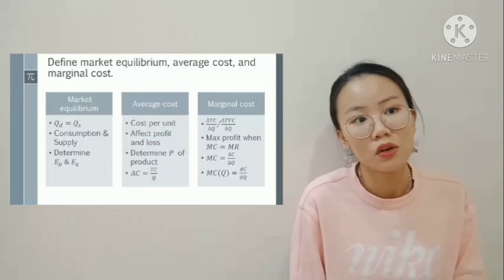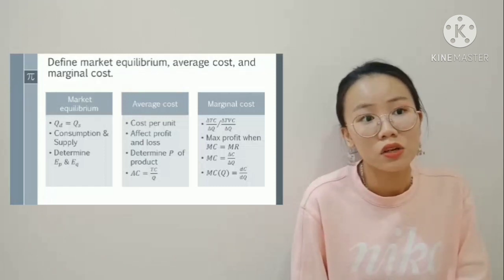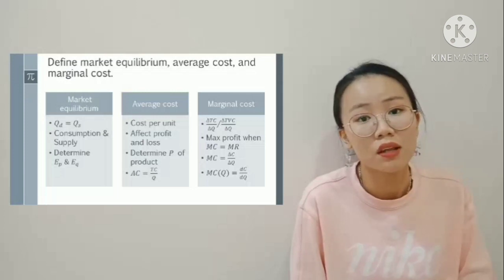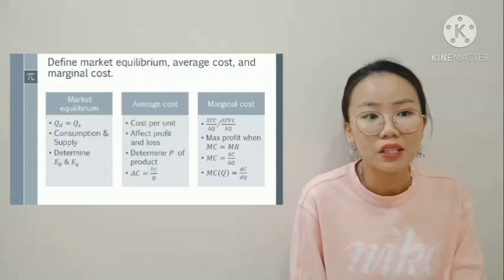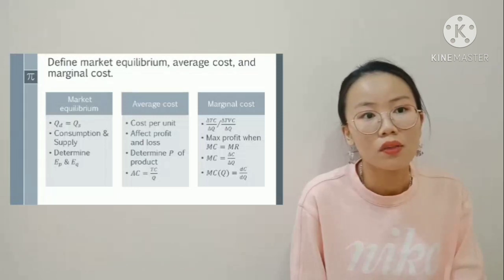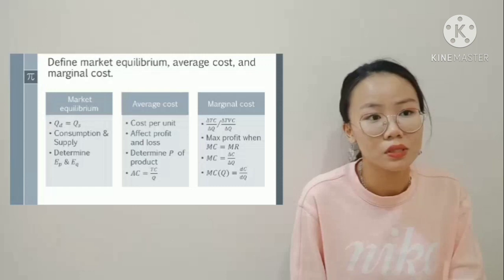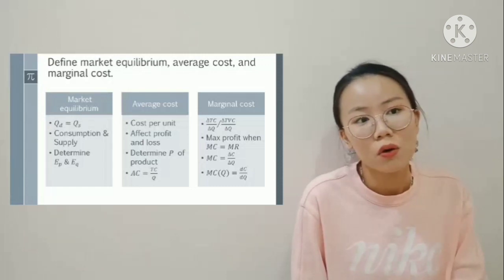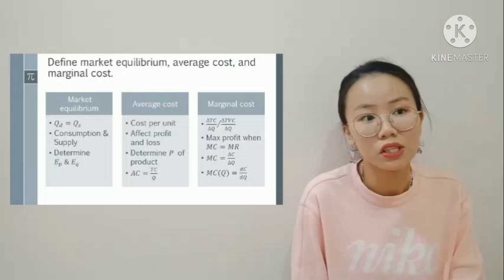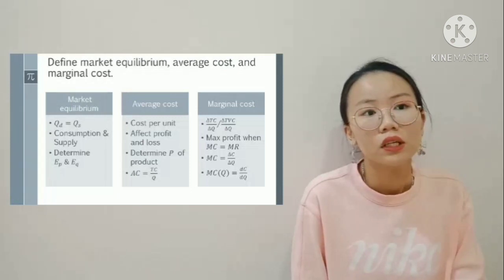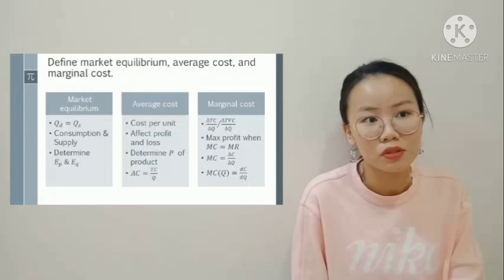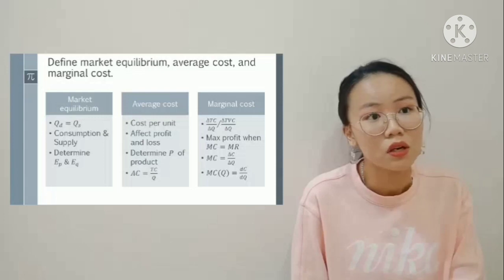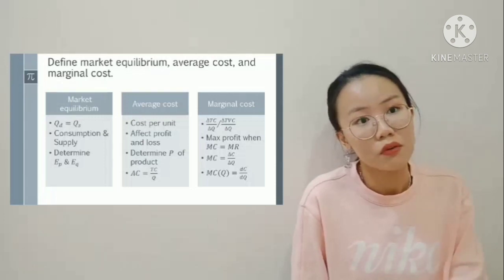Next, marginal cost is the additional cost resulting from producing an additional unit of output. Marginal cost will affect the change in the total cost when another extra unit of output is produced. Marginal cost is obtained by calculating the change in the total cost as a result of a change in the total output. A wise producer will try to maximize the profit and produce up to the point where the marginal cost equals the marginal revenue.